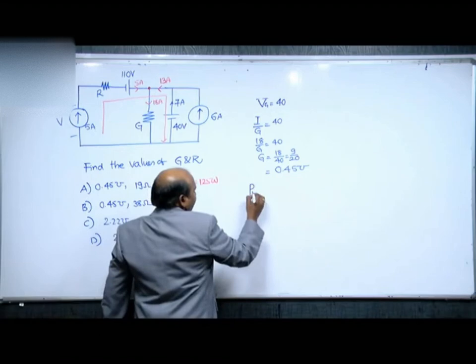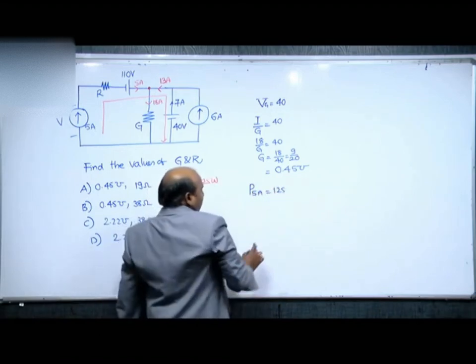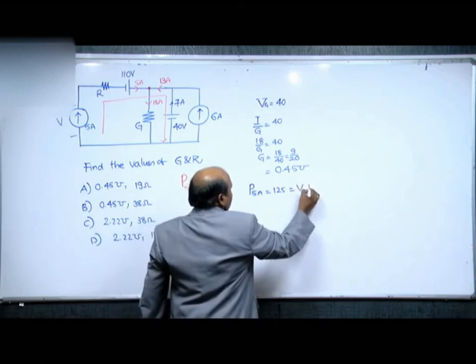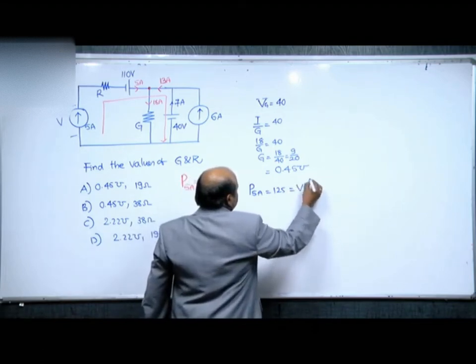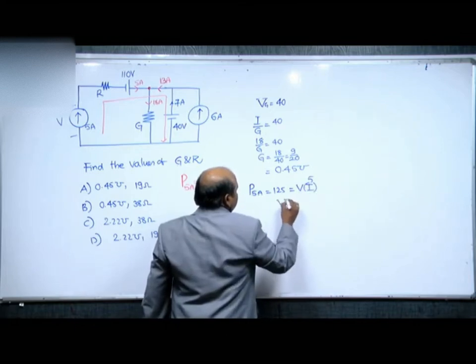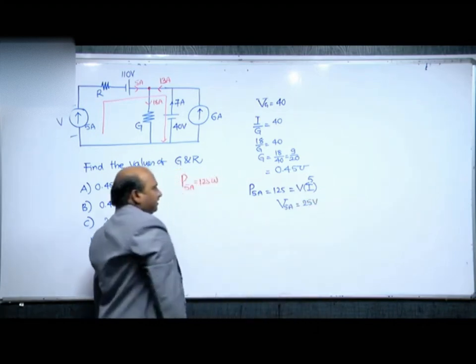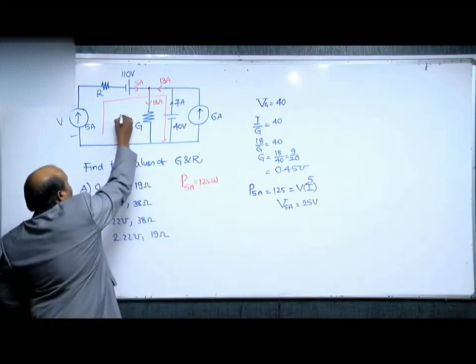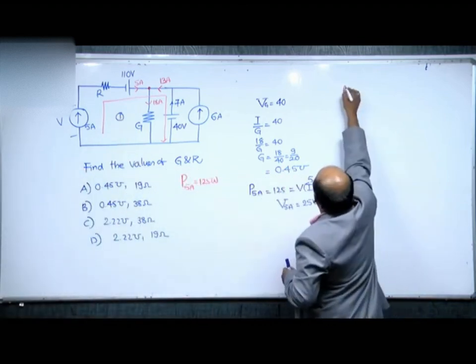With that, the 5 amperes current source power is equal to 125 watts. This I can take as a product of voltage and current, where the current I value is equal to 5. With this, I can take the voltage across the 5 amperes current source, and I am getting 25 volts.